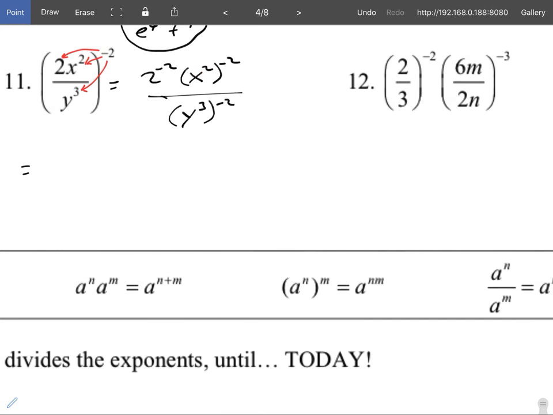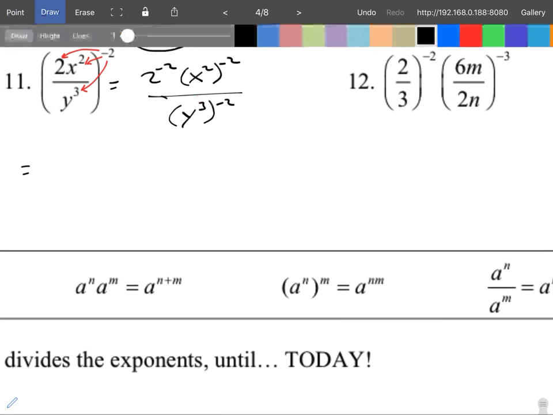All right, so let's take care of this part first. When you have a power raised to a power, we're going to multiply those exponents. Same thing here, we're going to multiply these exponents. So that's going to give us 2 to the negative 2 power. And then that's going to give us an x to the 2 times negative 2 is negative 4 power. And that's going to be over y to the 3 times negative 2 is negative 6 power.